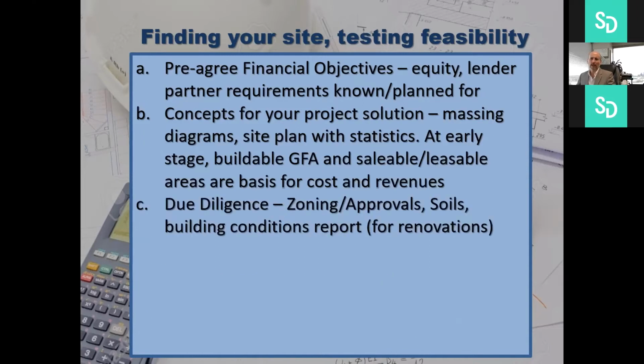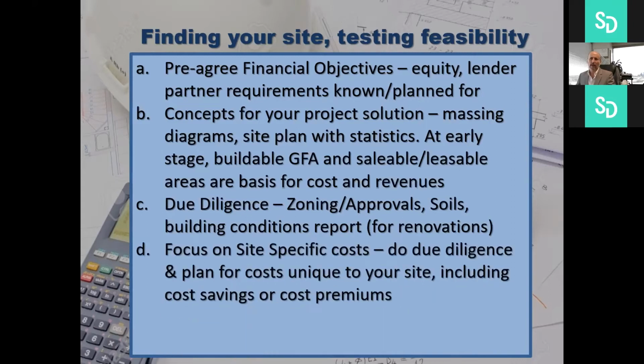Due diligence, that being the zoning, the approvals, the soils, the building conditions. For renovation projects, you often do a building conditions report. Actually, we would insist on it, but that would be the due diligence you would do. And then you'd focus on the site-specific costs. Your due diligence would really focus on what makes your site unique, where you can save costs, and where you would have cost drivers. So where are the cost premiums on your design?